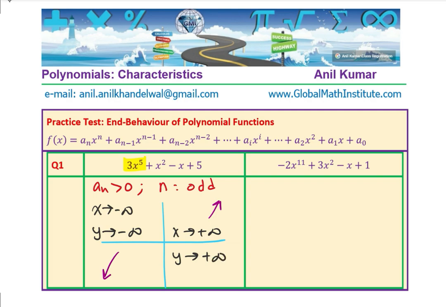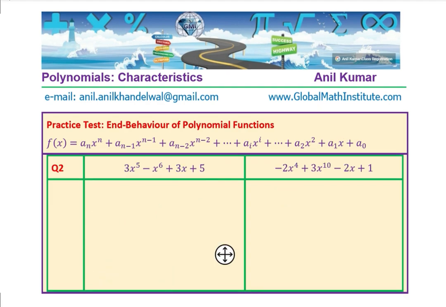Perfect. The next one here is minus 2x to the power of 11, and this is for you to do. So this is for you to practice. Try it out. Remember, this is negative.